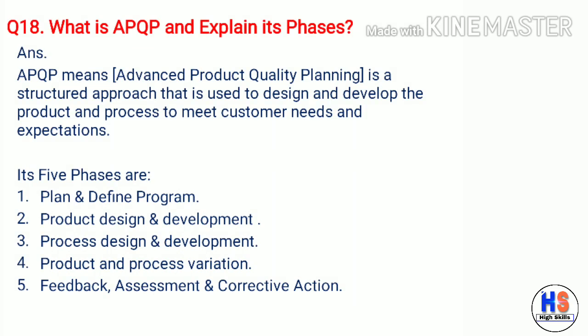Let's move to the next, 18th and last question. What is APQP and explain its phases? Its answer is: APQP, Advanced Product Quality Planning, is a structured approach used to design and develop the product and process to meet customer needs and expectations. Its 5 phases are plan and define program, product design and development, process design and development, product and process validation, and feedback, assessment and corrective action.